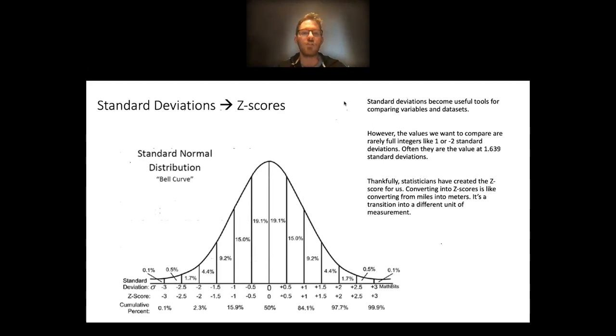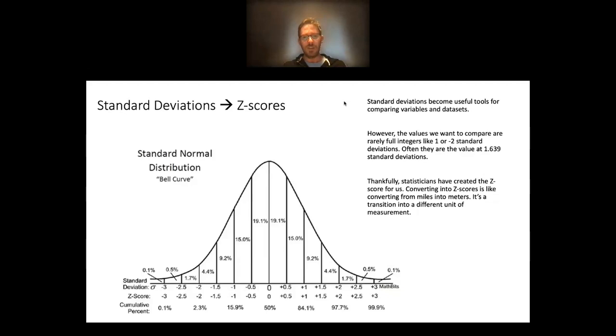Okay, so one of the weird things is talking about a z-score. Standard deviations are useful for comparing variables in data sets. As we said, it reduces the units back to their normal unit level. It avoids the issue of large and small data sets. But the values we want to compare are rarely full integers like one standard deviation away from the mean. Usually they're at a really awkward number like 1.639, right?